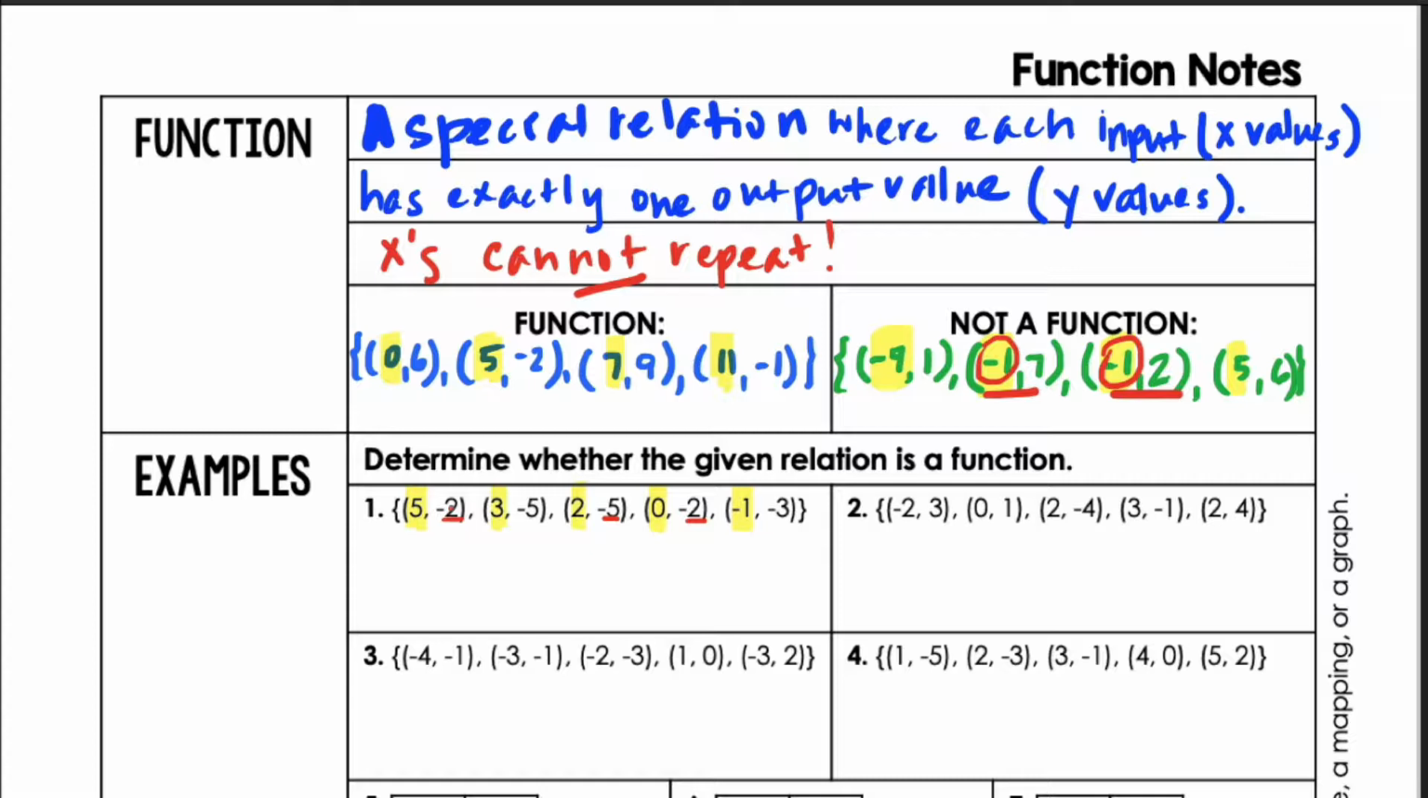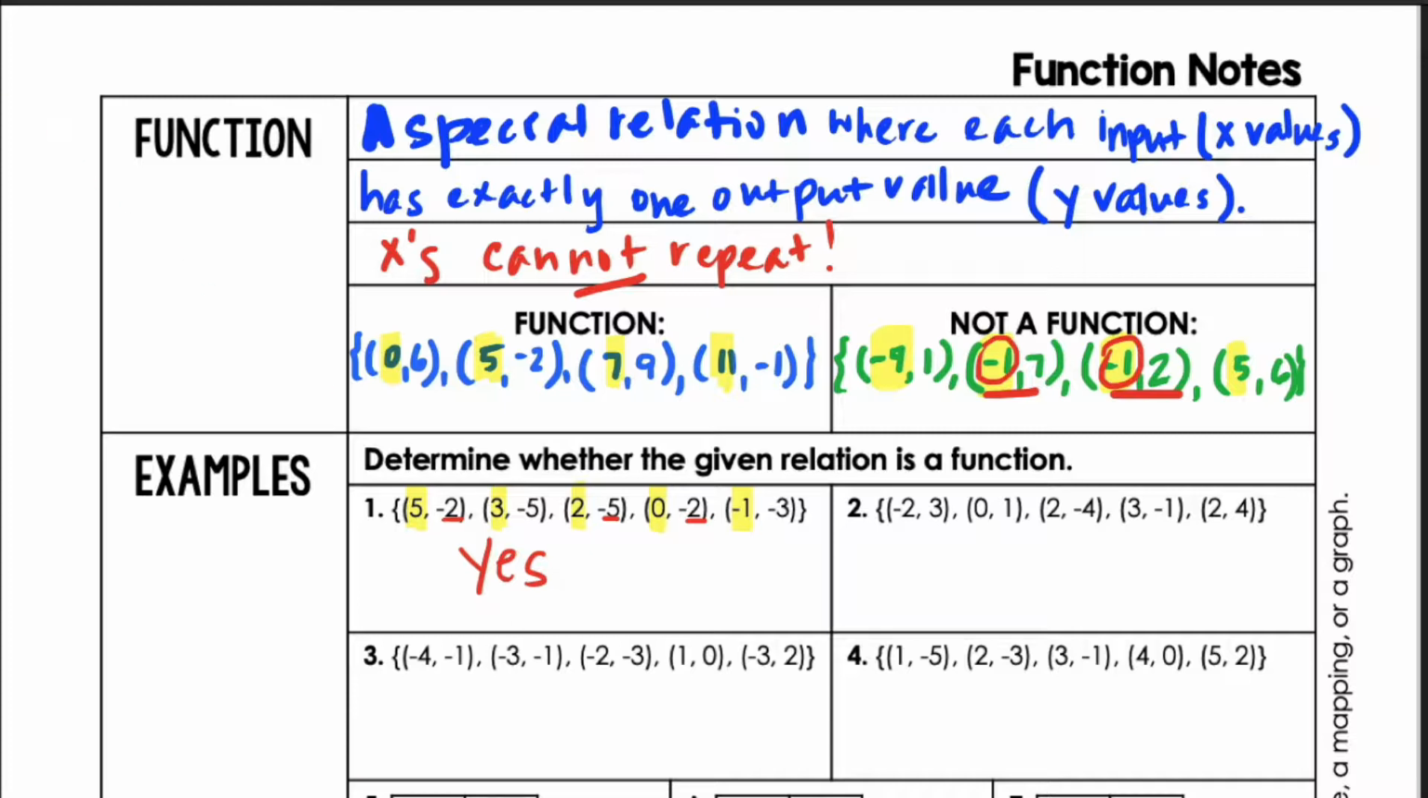You can have multiple y values going out with the same number or being assigned to different numbers, but you can't do the other way. You can't have x's that are being assigned to multiple y values. So again, I would just focus in on the x values, check and make sure that none of them repeat. So this one would be that yes, it is a function.